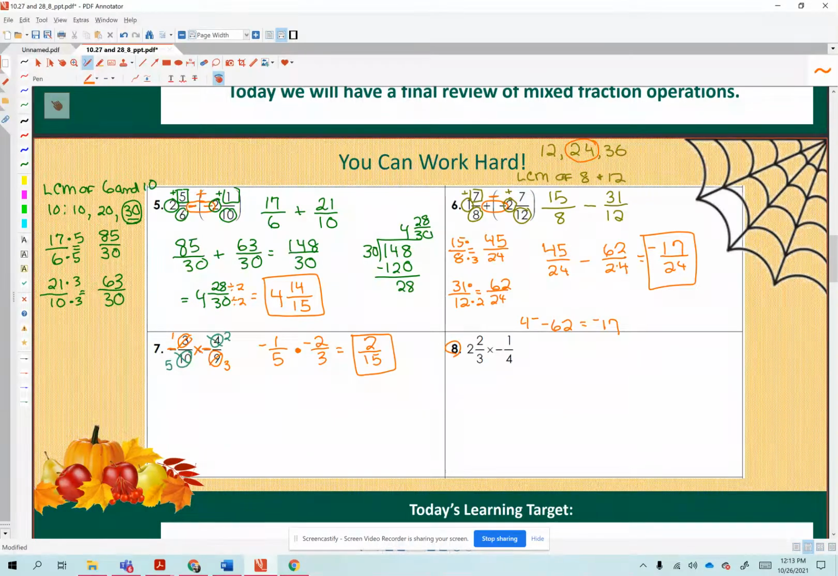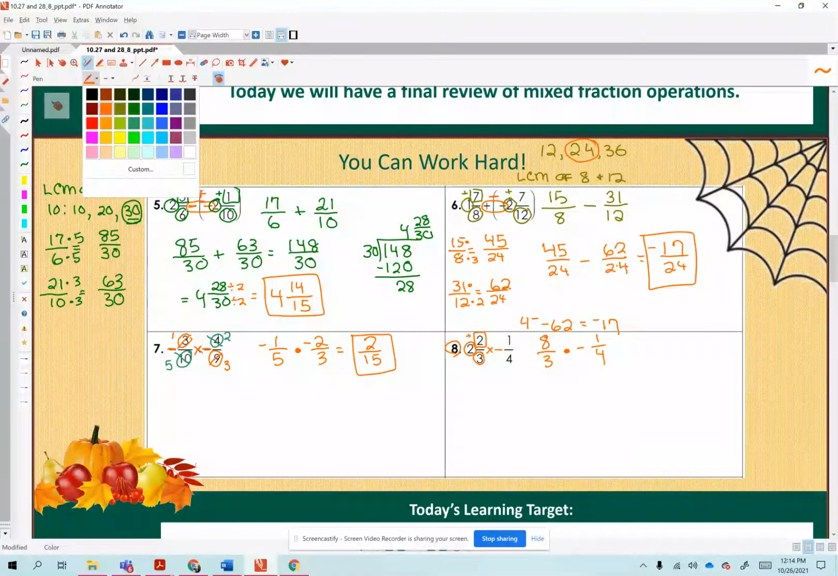Okay, now we're on number 8. So first thing I notice is that I am multiplying, and the next thing I notice is that I'm multiplying a positive number times a negative number, which means that my answer will be negative. So first thing I need to do is convert this mixed number, 2 2/3, to an improper fraction. So I will multiply 3 times 2 to get 6, and I will add the numerator of 2. 6 plus 2 is 8. So I can rewrite this as 8/3 times, and I like to use the dot for times, negative 1/4.